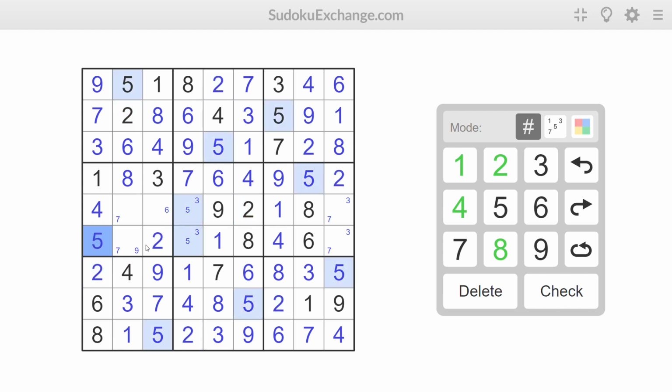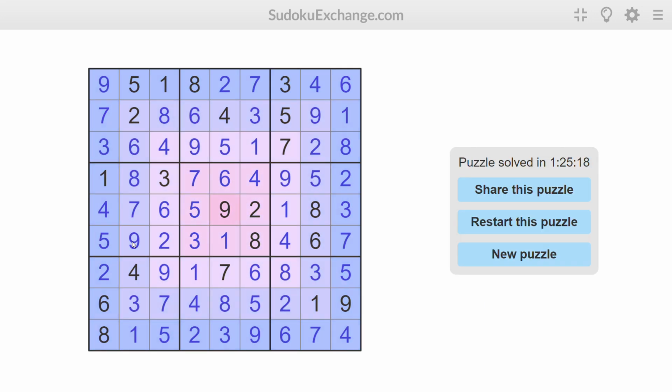And because of this 5, there can only be a 3 here and a 5 here. We're left with only a single 6 here, so let's put a 6 here. 3 cannot come here, so 3 has to come here, which leaves a 7 to be filled here. Now 7, 7, 7. We're left with 9, and that's it.